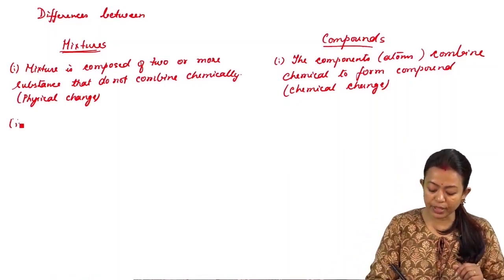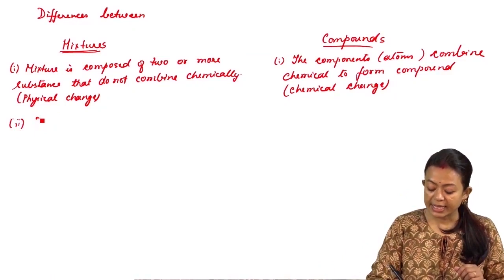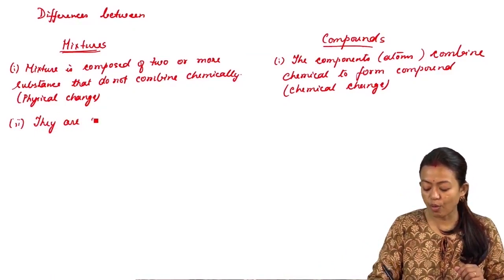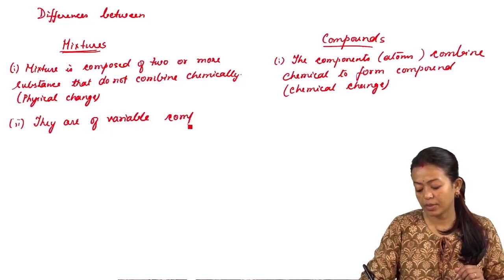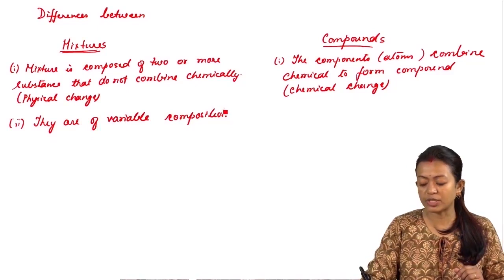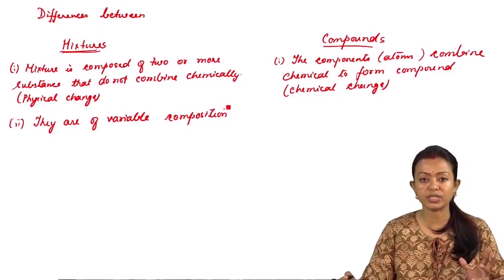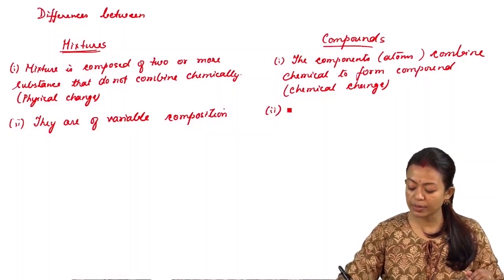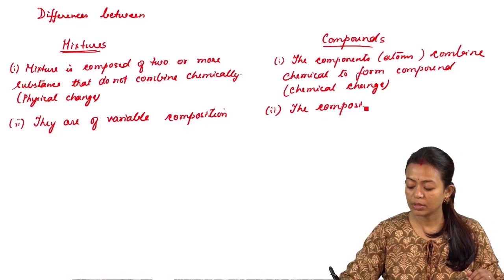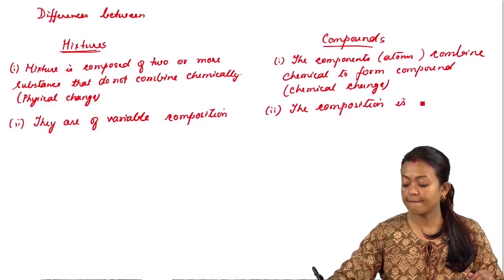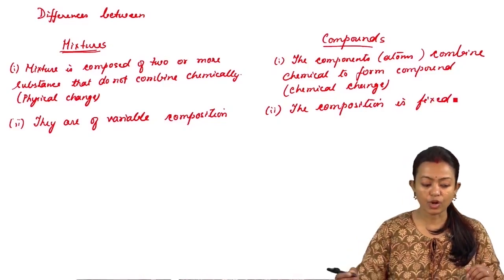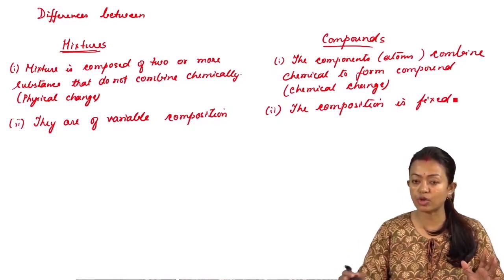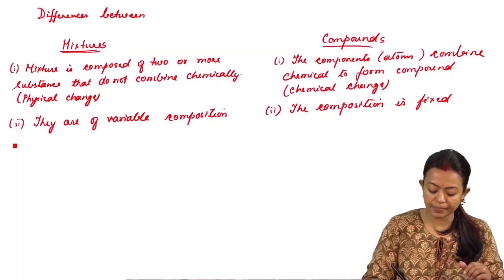The second point of difference is that they are of variable composition. They are of variable composition. It just depends upon you, the ratio or the percentage that you want to have between them. They are variable. But in case of compound, the composition is fixed. Okay, the composition is fixed. The ratio between the components are always fixed.